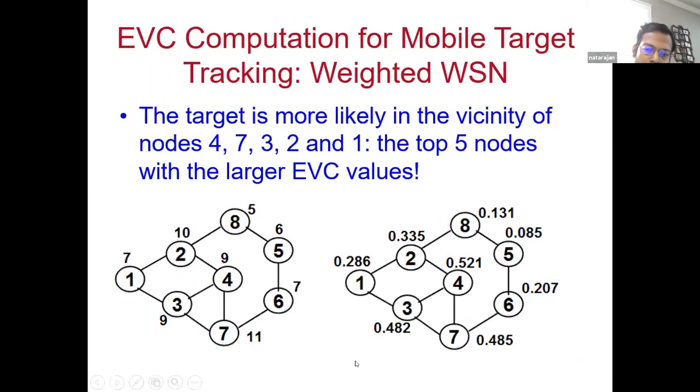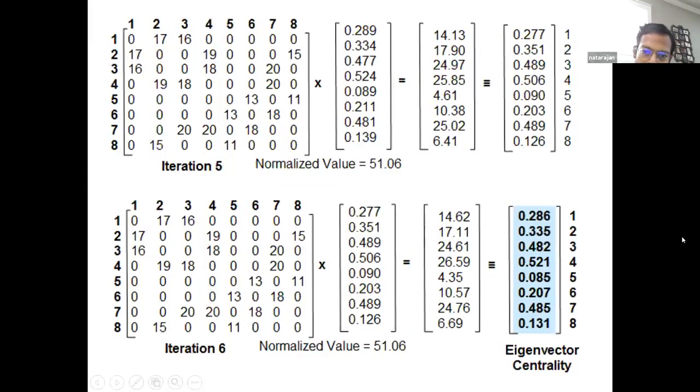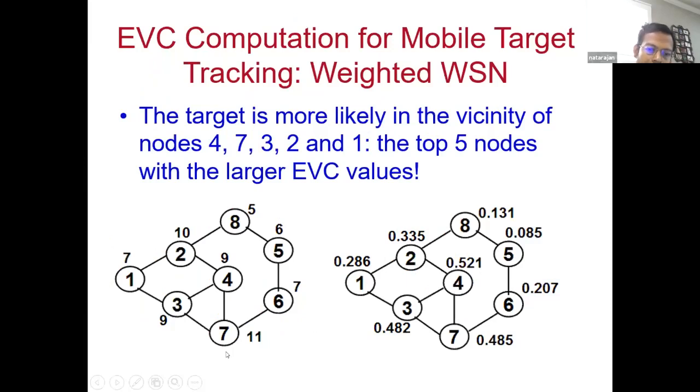Now, if we try to make sense of the values here, these are the eigenvector centralities of the vertices corresponding to the last iteration. Vertex 1 has 0.286, vertex 2 has 0.335, and so on, and that's what I am showing here. Now let us compare this with what we had here. The largest eigenvector centrality corresponds to vertex 4, which is 0.521. If you look at vertex 4, it has a strength sensed as 9, and it has 3 neighbors, which have strength sensed as 10, 9, and 11. So basically, it itself has sensed a larger value. That means more likely the RDD is around its neighborhood, and also its neighbors are reporting a larger strength. So the idea is then to rank the vertices based on their eigenvector centrality.